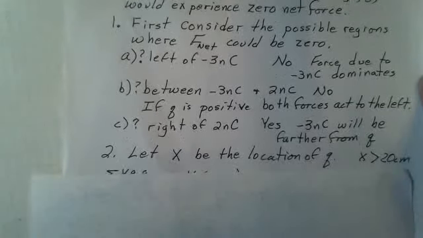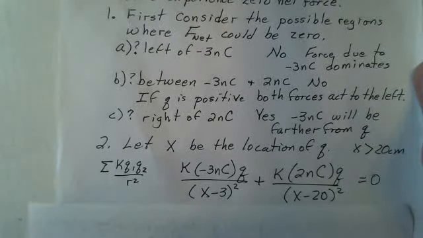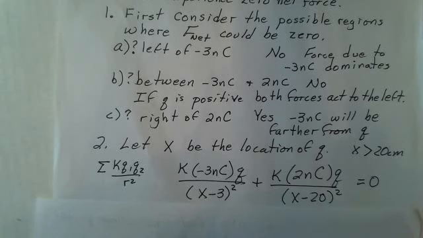And now the equations. We're going to let x be the position of this charge, and we know x will be bigger than 20 centimeters. That'll help us when we write down our solution. We're going to add the forces from the two charges. So the minus 3 nanocoulomb charge, x is the position where charge q is located. The 3 is the location of the minus 3 nanocoulomb charge. So there's our r, and we have to square it. The 2 nanocoulomb charge is located at 20 centimeters. x is where our charge q is located.